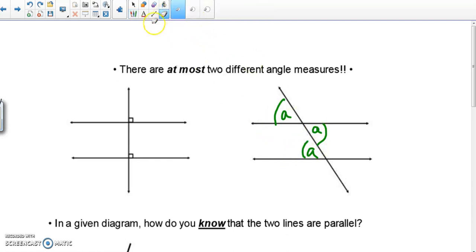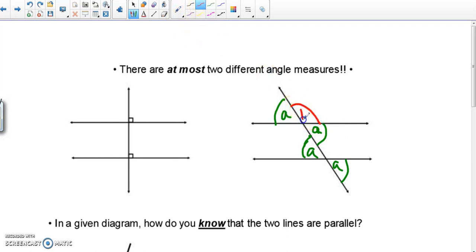And we can look at this several different ways. We can think about this as an alternate exterior situation, here and here. We can think about this as a corresponding angle situation, here and here. You can also just look at it as vertical angles. Either way, no matter how you look at it, this angle here is also an angle A. So all these angle A's are congruent. They're all the same measure.